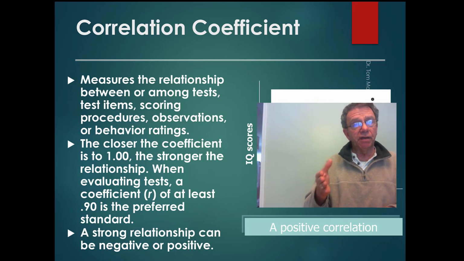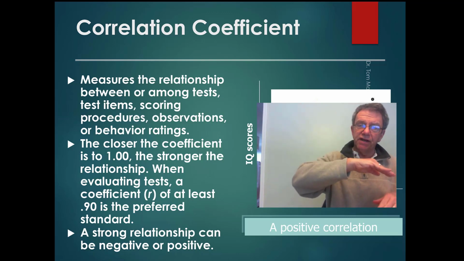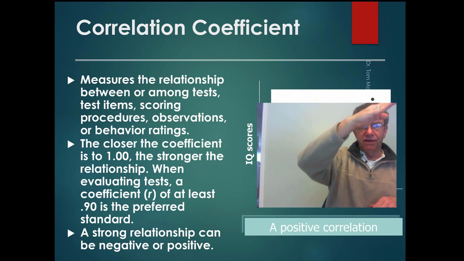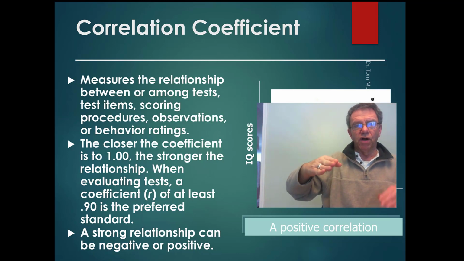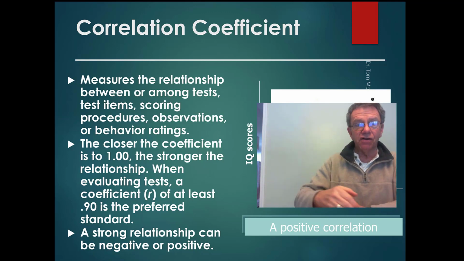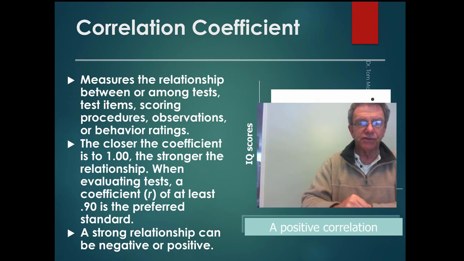A correlation also can be negative. As one score increases, the other score decreases. So instead of the graph going up 1 over 1, it goes down 1 over 1. So the rise is -1, the run is 1. So that is also a strong correlation, but it's a strong negative correlation.